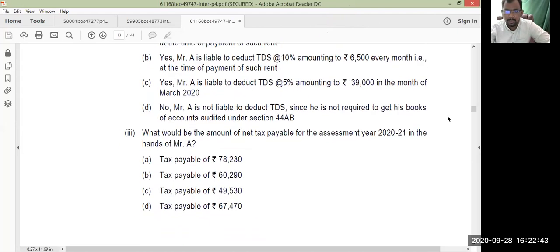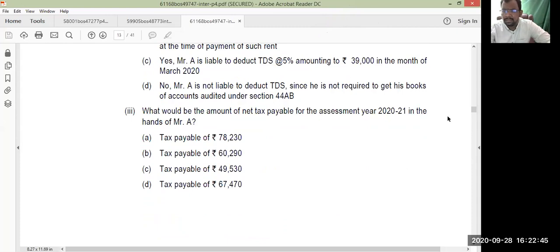Next, what would be the amount of the net tax payable for the assessment year 2021 in the hands of Mr. A? Calculate the total income, then find out the tax liability. From the tax liability, deduct the advance tax and TDS portion. Then the remaining amount will be payable through self-assessment tax.